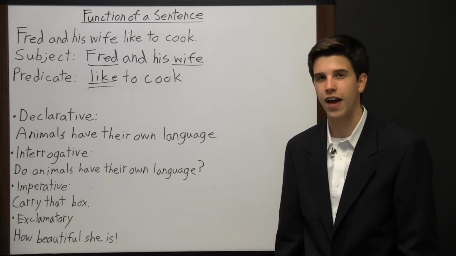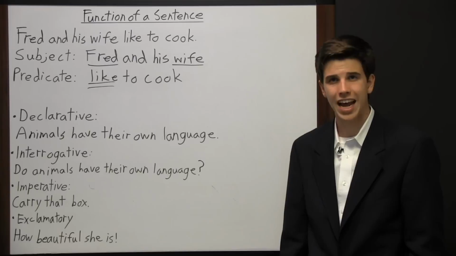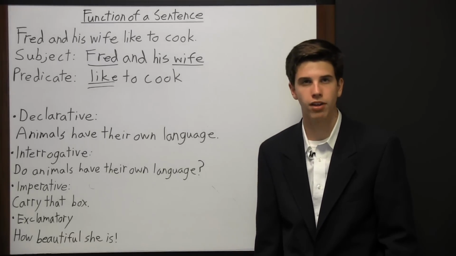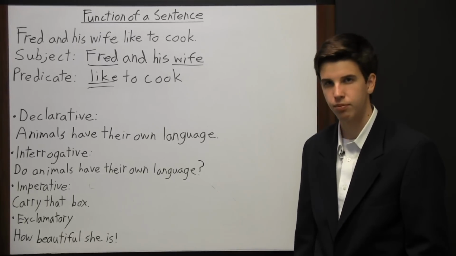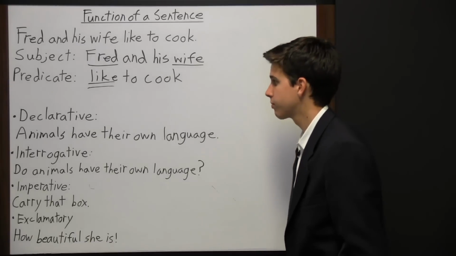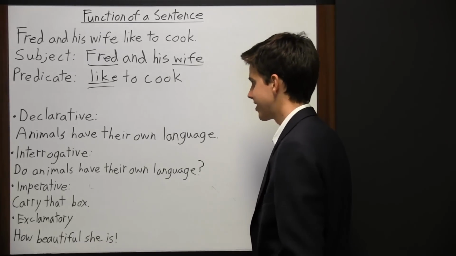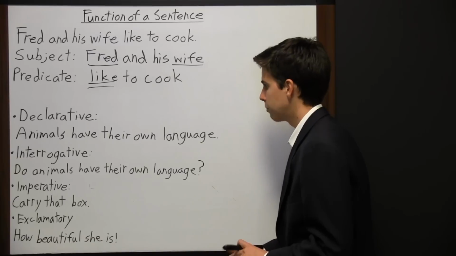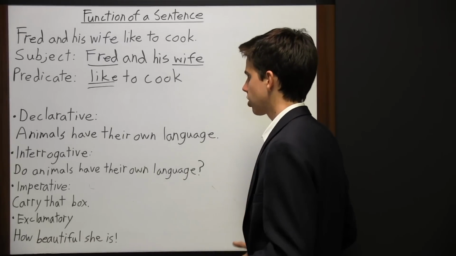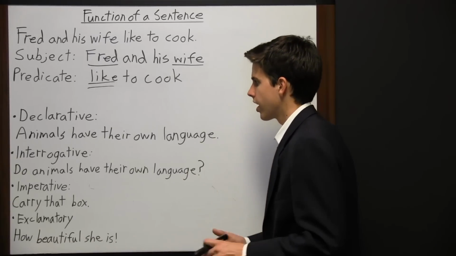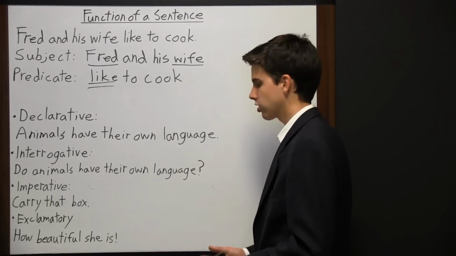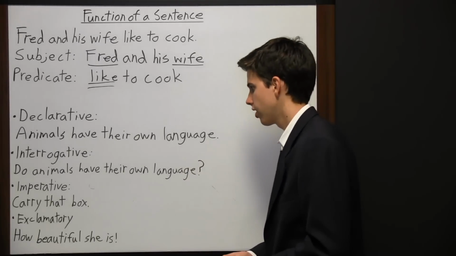Does the sentence state a fact or an opinion? Does it ask a question? Does it give a command? Or does it show excitement? And so the first type of sentence is declarative, and it makes a statement and ends with a period. Animals have their own language. That's a declarative sentence. And then an interrogative sentence asks a question and ends with a question mark, like, do animals have their own language?